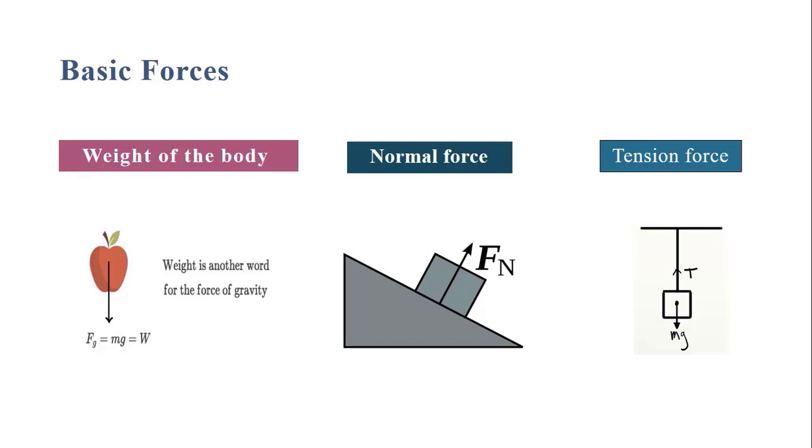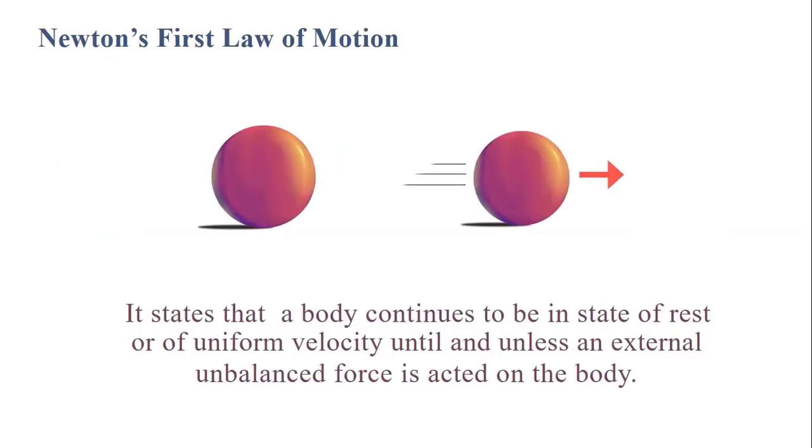Okay, now move on. So what is Newton's first law of motion? It states that a body continues to be in the state of rest or of uniform velocity until and unless an external unbalanced force is acting on it, right? So if a particle is at rest, it will continue to be at rest if no unbalanced force is acting on it. In the other way, if a particle is moving with a uniform velocity and no unbalanced force is acting on it, then it will continue to move with uniform velocity. No acceleration or deceleration will be there.